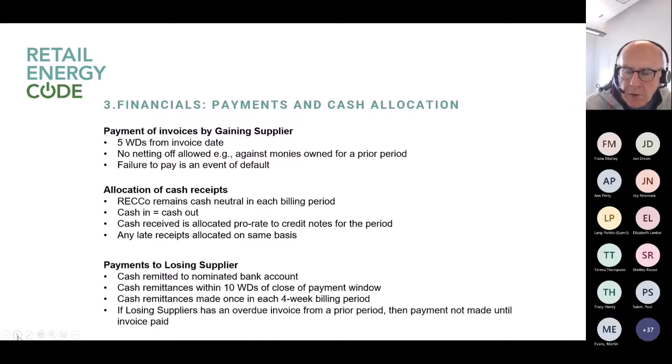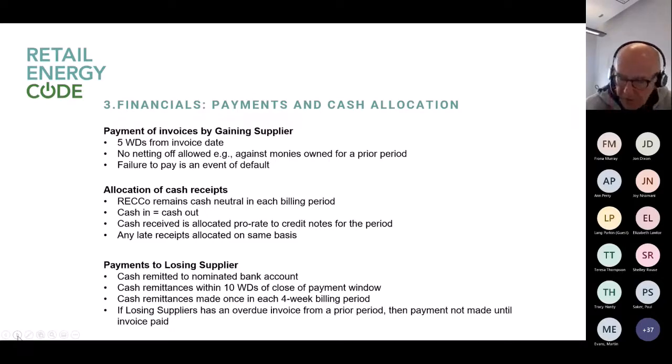RECO will remit the money to the losing supplier's nominated bank account. What we will need from suppliers is, because at the moment, RECO doesn't make payments to any suppliers. What we do is we invoice suppliers for our costs and they pay us. So we will need to do a data collection exercise with all the suppliers where they will need to nominate and provide us with the information as to what account they would like that money paid to in the event that they are entitled to a payment under this scheme.